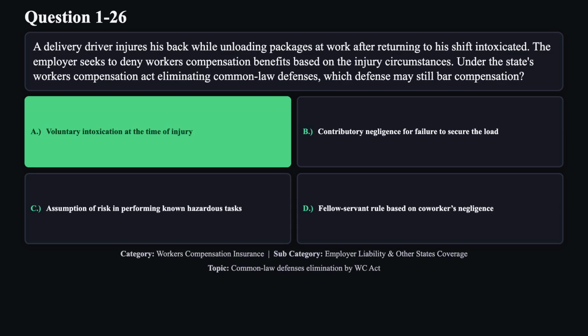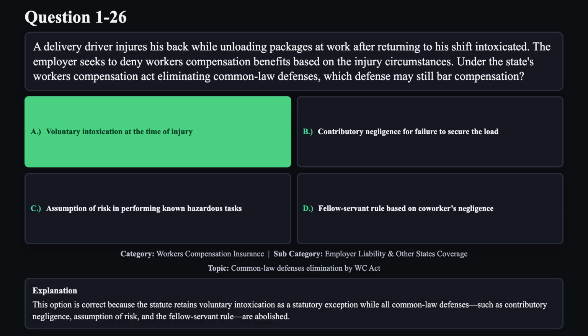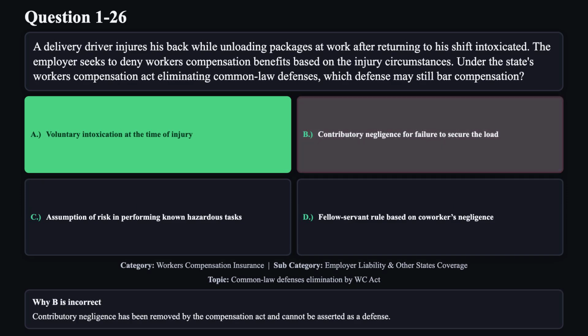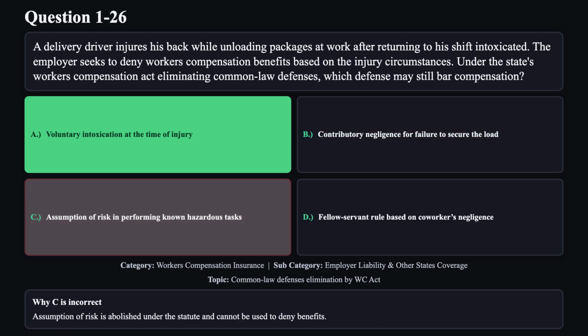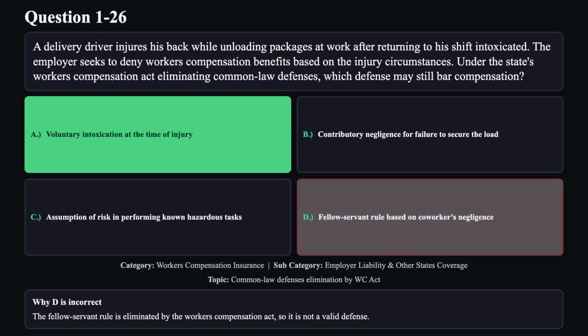The correct answer is A. This option is correct because the statute retains voluntary intoxication as a statutory exception, while all common law defenses, such as contributory negligence, assumption of risk, and the fellow servant rule, are abolished. Reason B is not correct. Contributory negligence has been removed by the Compensation Act and cannot be asserted as a defense. Reason C is not correct. Assumption of risk is abolished under the statute and cannot be used to deny benefits. Reason D is not correct. The fellow servant rule is eliminated by the Workers' Compensation Act, so it is not a valid defense.